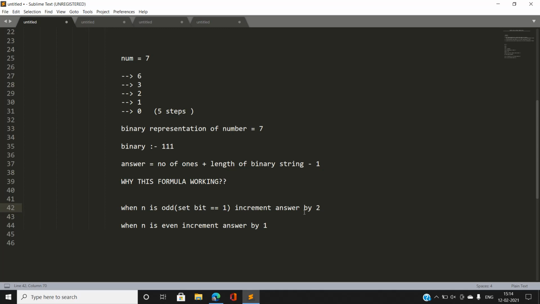And if n is already even, I have to do only one step, that is, divide the number by 2. Okay, so when n is odd, that is, represented by set bit equal to 1 in the binary representation of the number n, then I am going to increment my answer by 2, otherwise I am going to increment my answer by 1. Note that following these two conditions, our answer would be just greater than the required answer by 1.